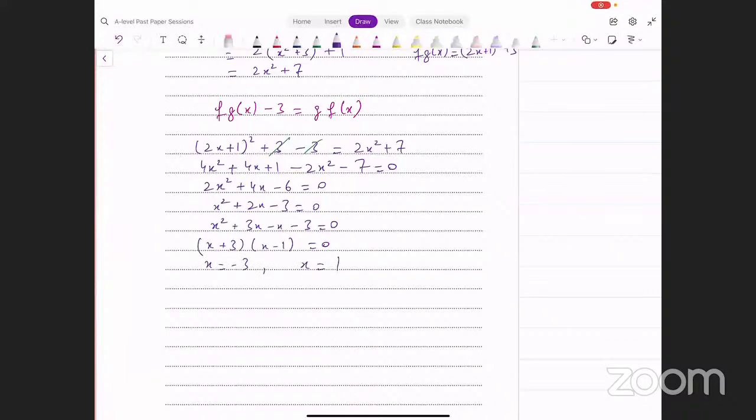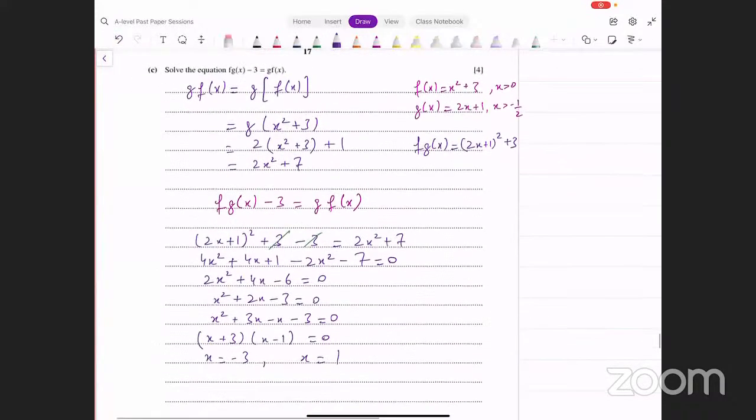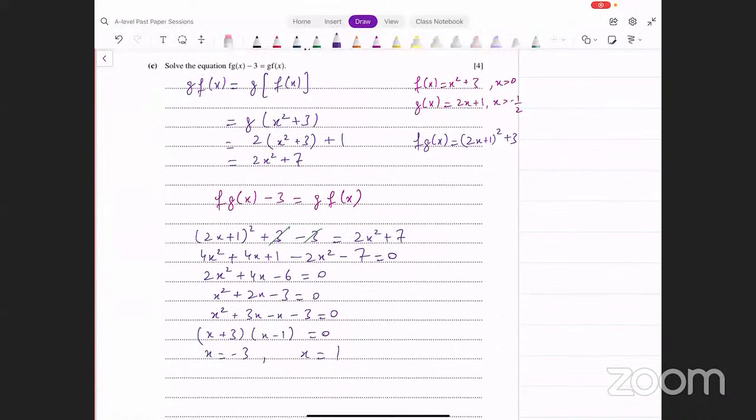These are the two values of x we are getting. But remember, in questions on functions we have to be really careful. Again, two values of x are coming, x equals minus 3 and x equals 1. Let's just check whether both of them fall inside the domain or not.